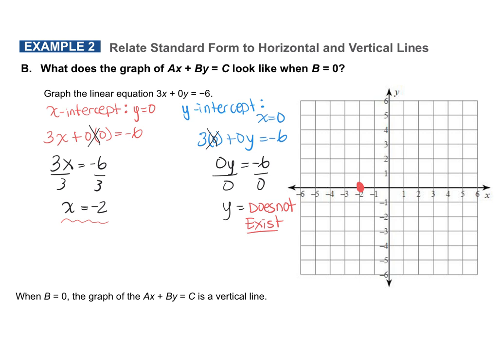Therefore, I only have an x-intercept point, which will give me a vertical line across the -2 intercept point. If I go back to my original equation, because I had 0y, that would have canceled out, leaving me with just 3x equal to -6, or just x equals -2. So every time you see an x equals a number, it is safe to assume that you will always have a vertical line across that x-intercept.